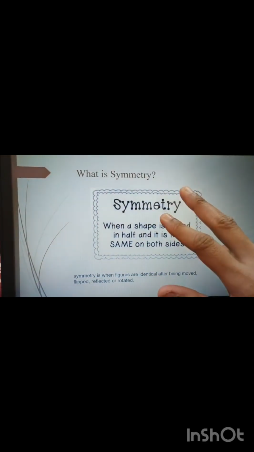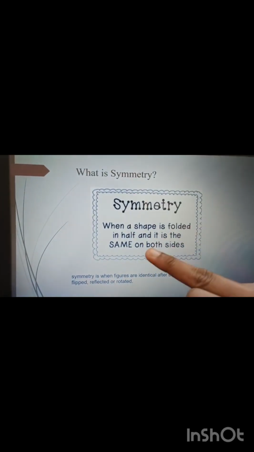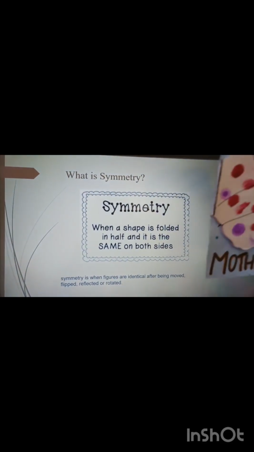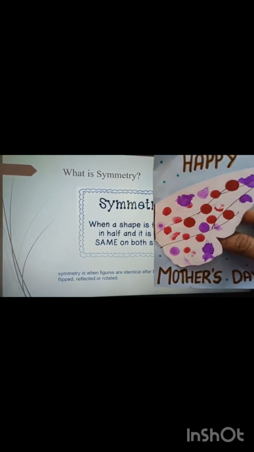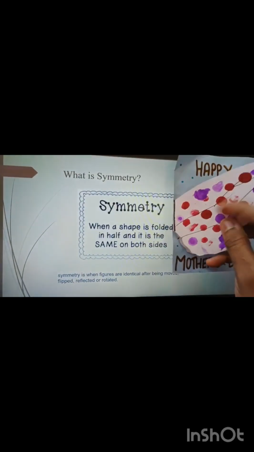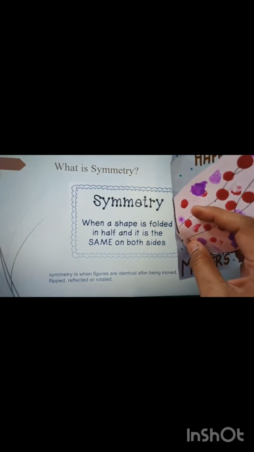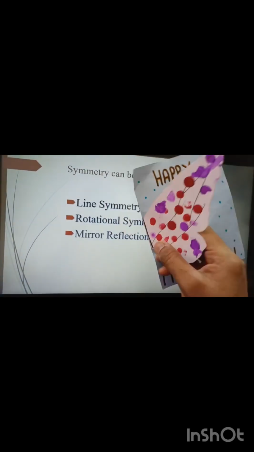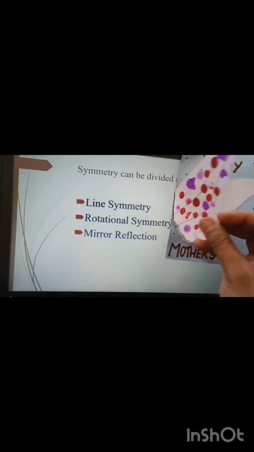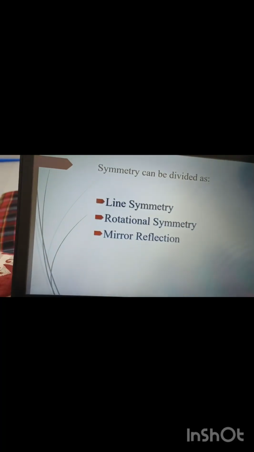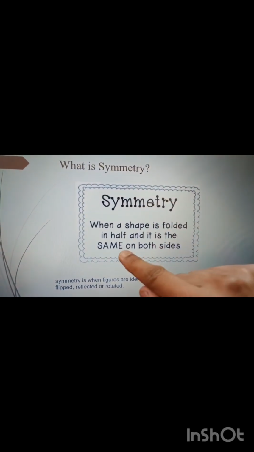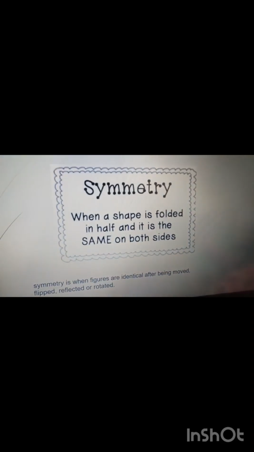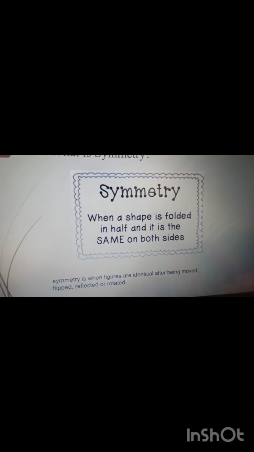slide. What is symmetry? Symmetry is when a shape is folded in half and it is the same on both sides. Here, as I have shown you my card, this butterfly shape is folded in half and it is the same on both sides. When I fold it here, it's like this. So when a shape is folded in half and it is the same on both sides, that is nothing but symmetry.